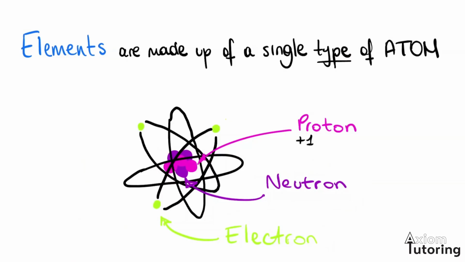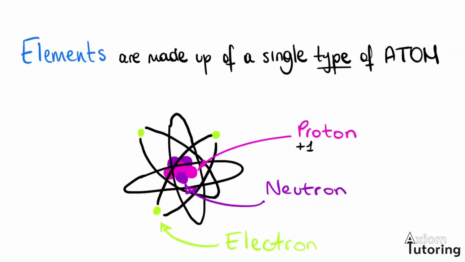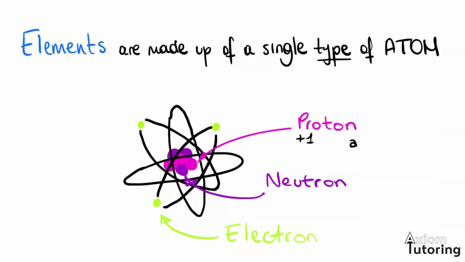And because atoms are so incredibly small, scientists have come up with a specific unit to describe their mass. And that is called the atomic mass unit. Protons have an atomic mass unit of 1. And neutrons, on the other hand, do not have a charge, but also have an atomic mass unit of 1.